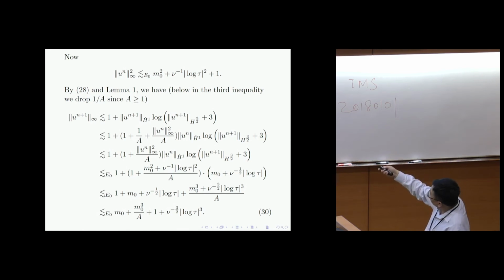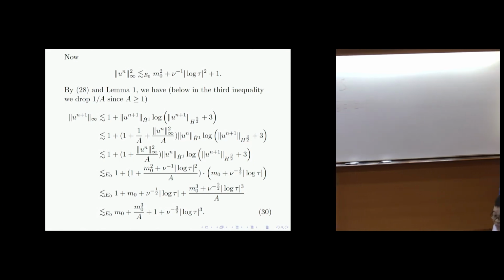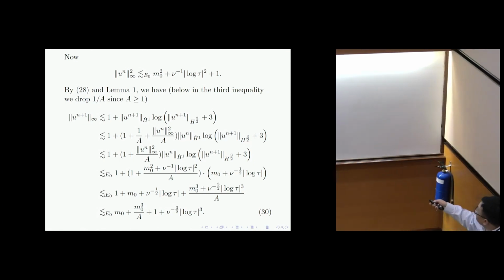M0 is only related to A and nu. These terms are only related to A and nu, and also this term is only related to A and nu. So we only have one term. Also, we have one term related to the time step tau, so we need to drop this term, in fact.